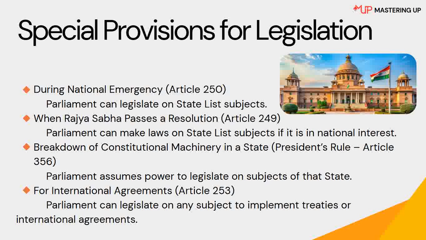When a state government breaks down and President's rule is imposed, Parliament takes over its legislative powers temporarily. To fulfill international treaties or agreements, Parliament can legislate on any subjects, even those in the State List. These provisions ensure the centre can act decisively in situations where national or international concern outweighs regional autonomy.